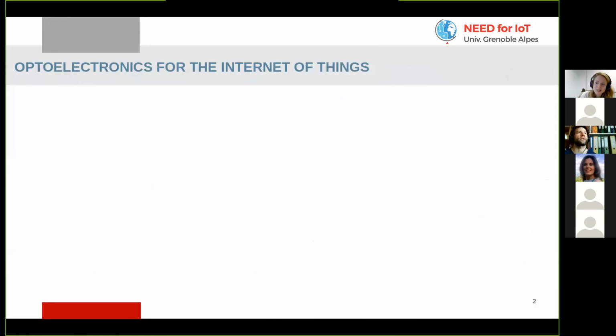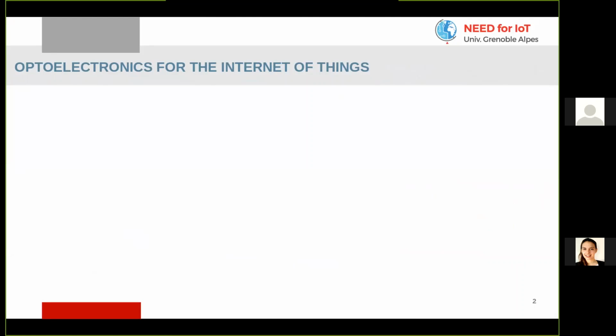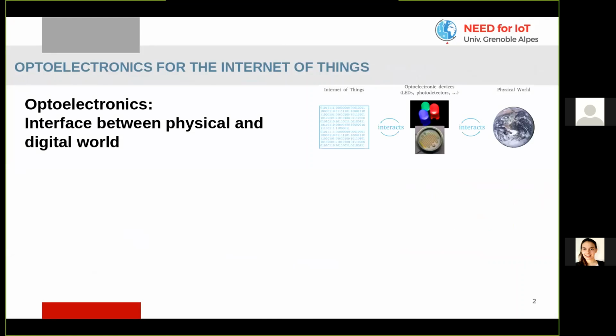couple of these things. So what can optoelectronics do for the Internet of Things and a more interconnected world than ever? Well, we need optoelectronics as an interface, as a means of communication between the real world and the digital world. The way we do that is by having photodetectors or LEDs, some kind of device that connects the physical world with the digital world. So we get information from one part to the other.